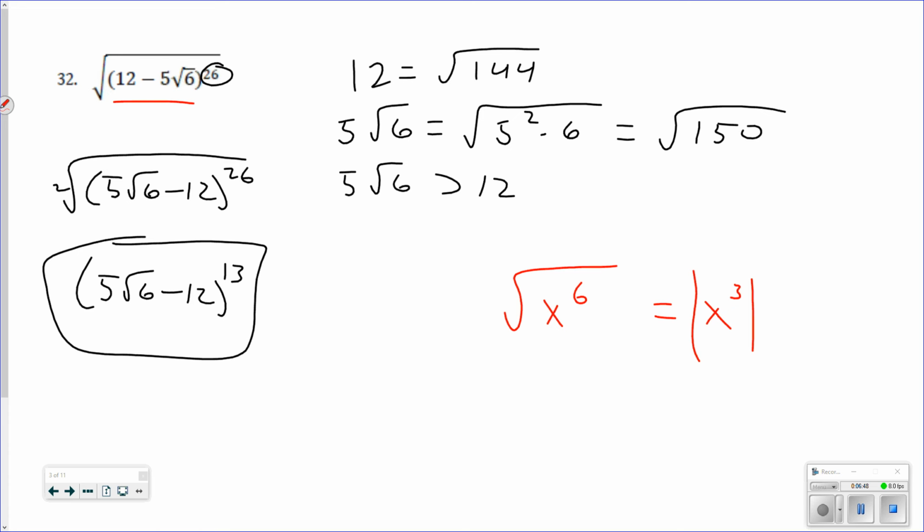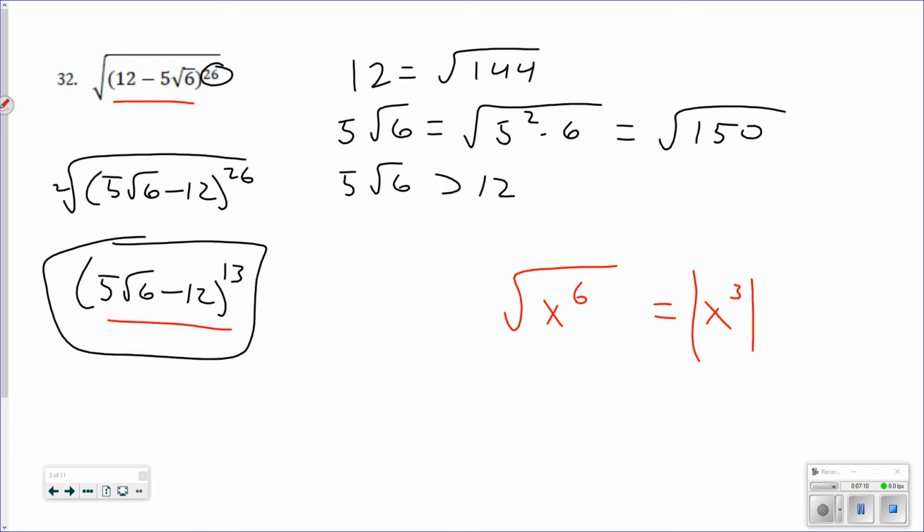So I can just flip it and change the value to make it positive, so I don't need an absolute value. Because 5 root 6 minus 12, that's a positive number, right? Because 5 root 6 is bigger than 12. So there's no variable here to change the value. It has a set value. Well, x can be anything, so you have to account for all the infinite cases and put some absolute value signs around it.